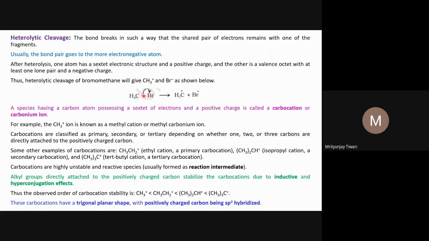The tail of this curved arrow starts at the middle of the bond and it ends at the more electronegative atom. So here this arrow starts at the middle of the carbon-bromine bond and moves towards the bromine, and it ends at the bromine, because bromine is more electronegative.